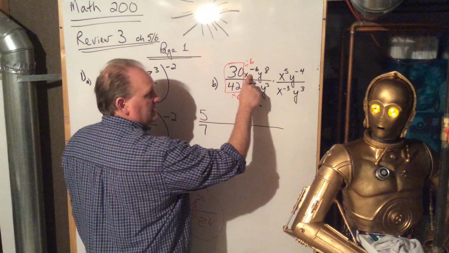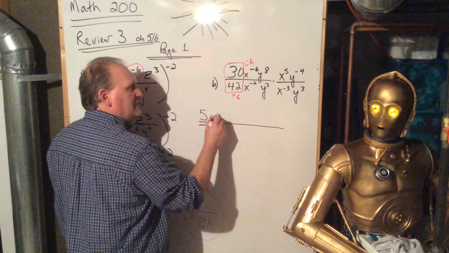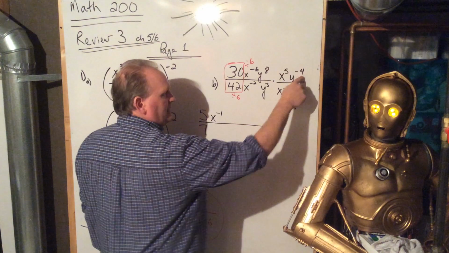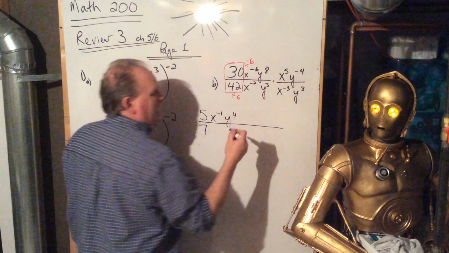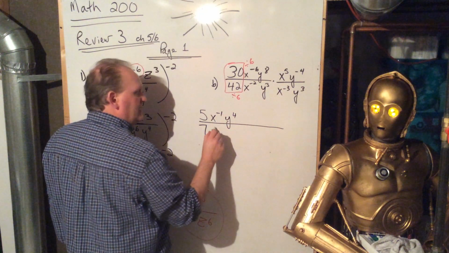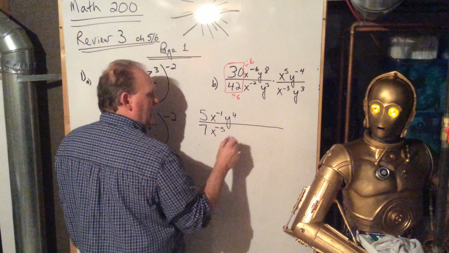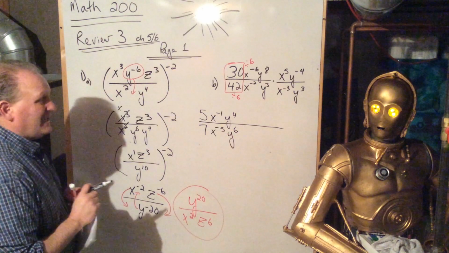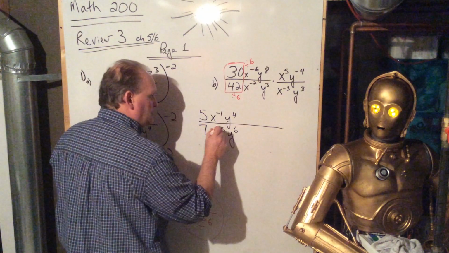Let's instead do this. X negative 6, x positive 5, that's x negative 1. Y8, y negative 4, that's y4. Because when we multiply things with like bases, we add the exponents. In the bottom, we have x negative 5, because negative 2 and negative 3, and y6. 3 and 3 is 6. Now, we're not done. We can still cancel y's, and the x's now do have to get shipped.